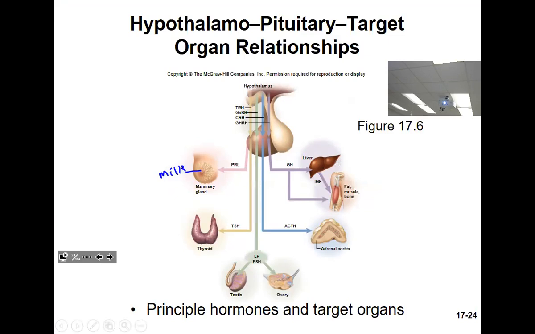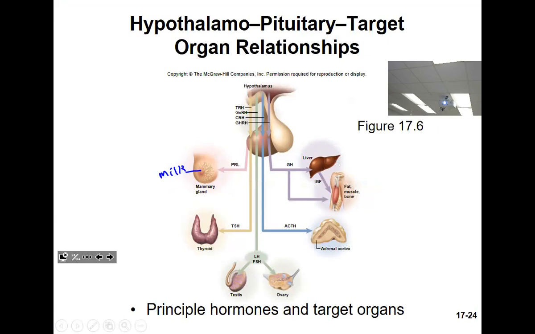Thyroid stimulating hormone. In your notes, just write TSH, but you can always look that up later. It's actually kind of nice when the name of the hormone tells you where it targets. Where do you think this is targeting? The thyroid, which is right here in your throat.